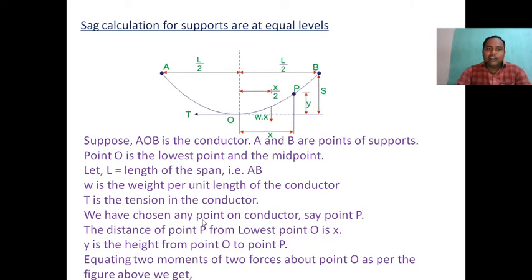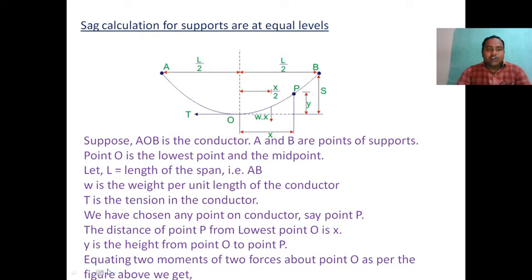We choose any point on the conductor, say point P. The distance of point P from the lowest point O is x. The distance between point O and point P is x. y is the height from point O to point P, in the vertical direction.